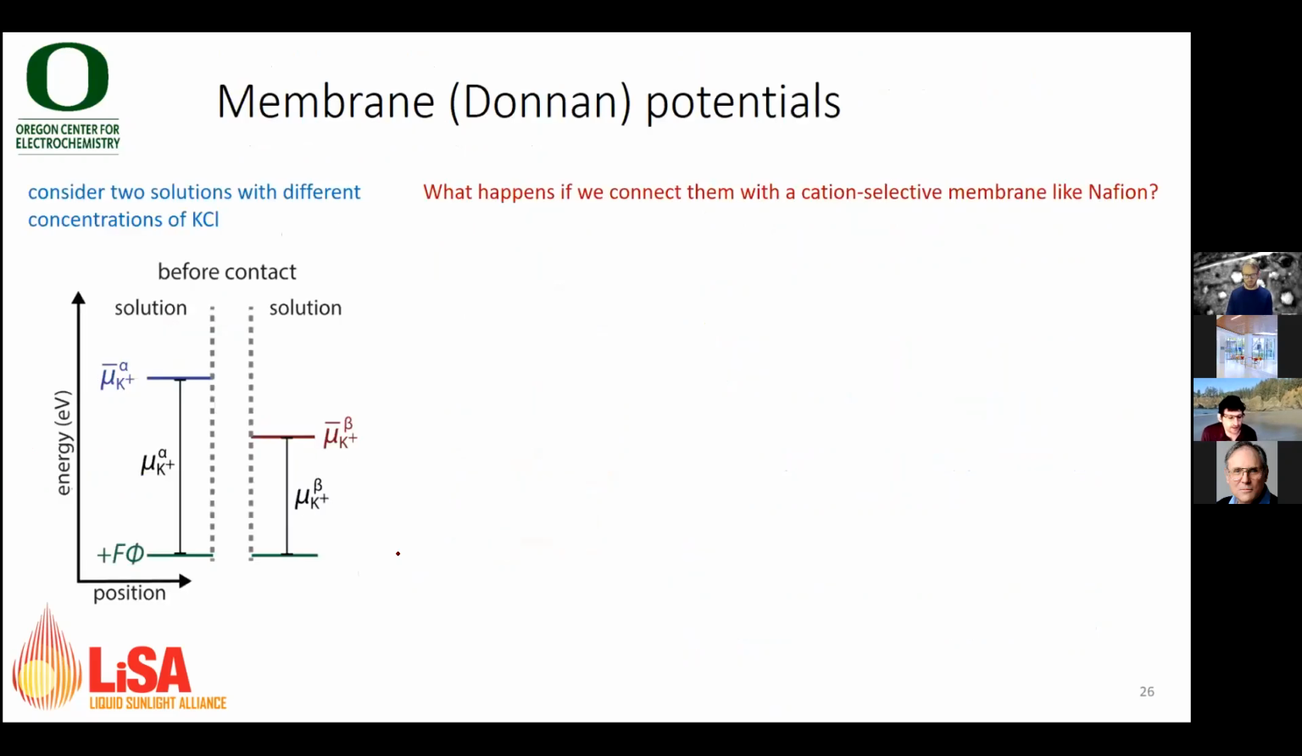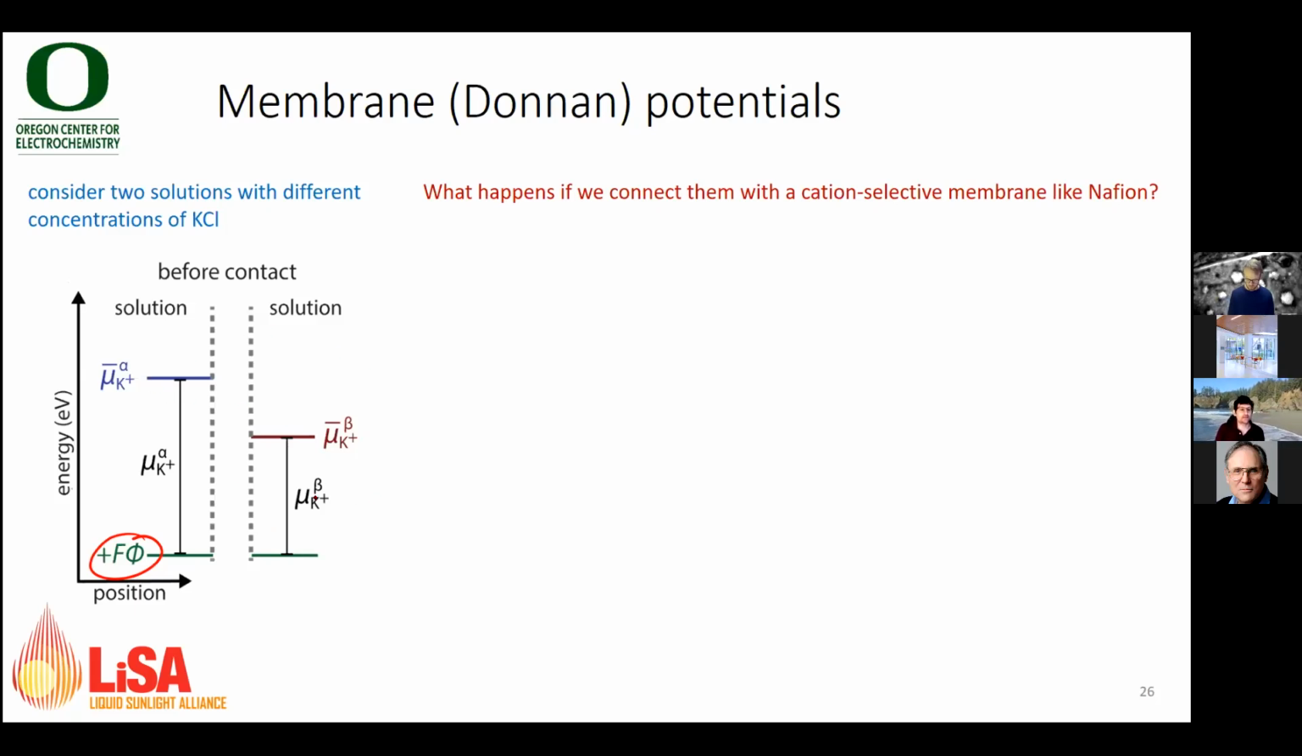Okay, so let's do another example. This one's a fun one. I like this one because we talk a lot about membranes in LiSA, right? We use Nafion and AEM membranes and bipolar membranes. How do I think about membranes? So let's consider a membrane. Let's start with two solutions with different concentrations of, say, KCl. And let's start that they're at the same electrostatic potential. Okay, let's do a thought experiment. We have two volumes, and they're at the same electrostatic potential, but they have different concentrations.